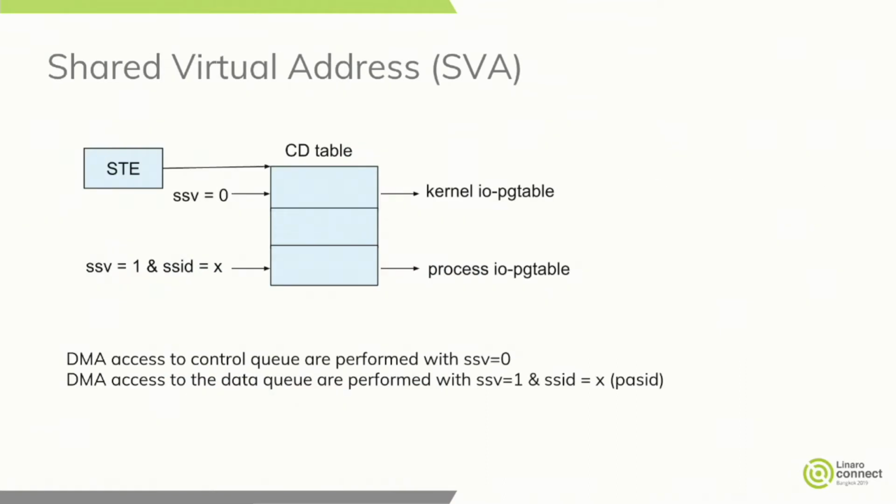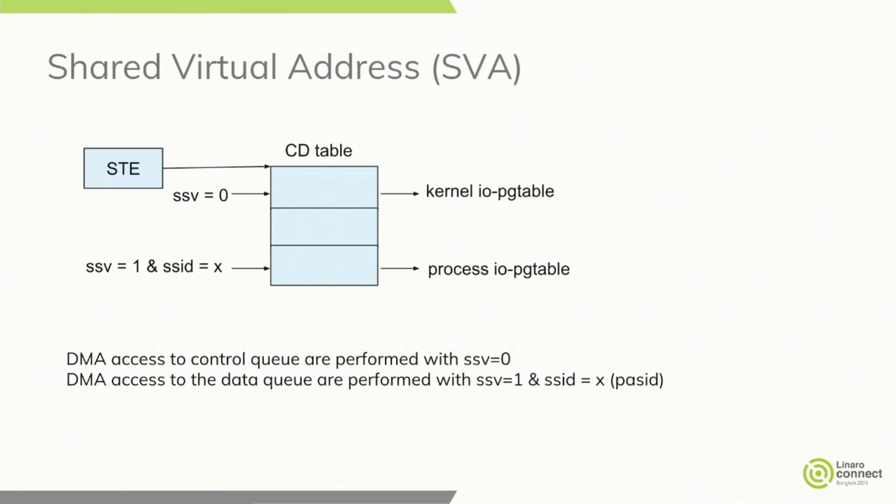Here is an example, a short explanation. For the CD tables, you can see CD table 0 is specifically used by the kernel, and user space uses other page tables indexed with different SSIDs. SSID means the substream ID, just the PASID in the PCIe space.